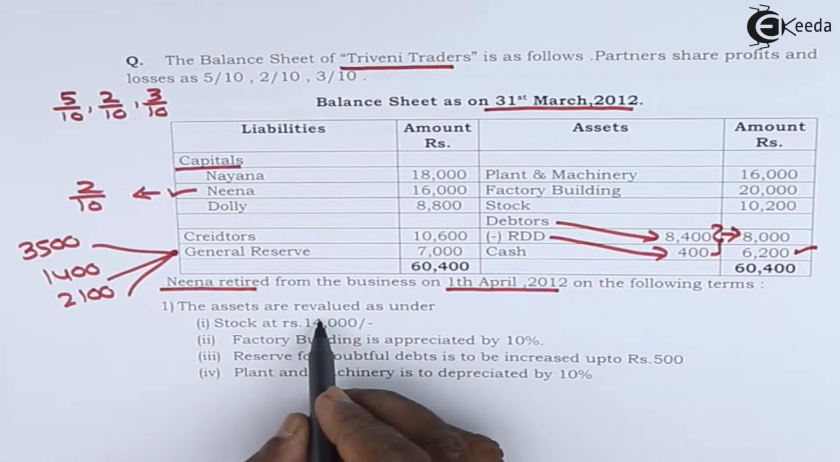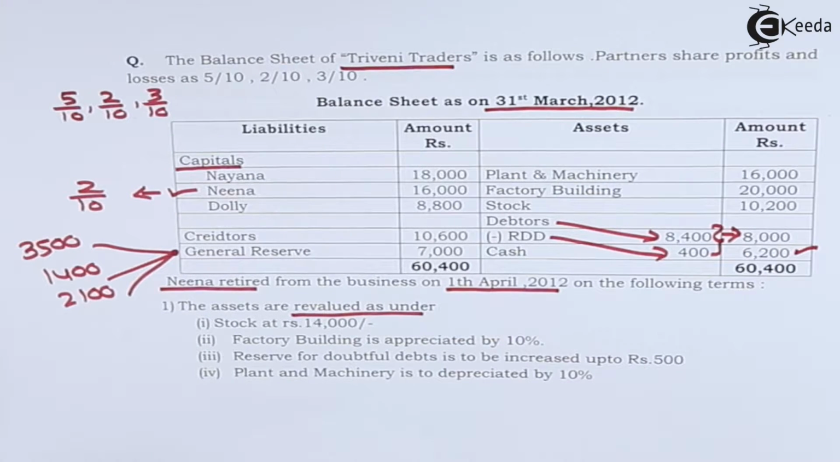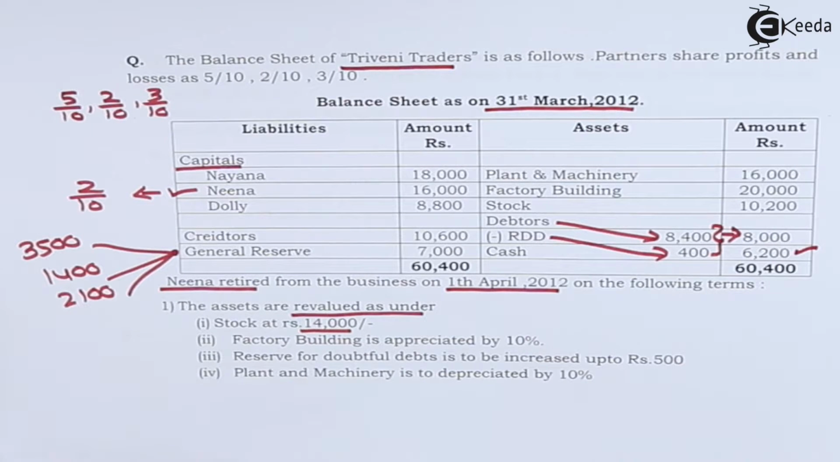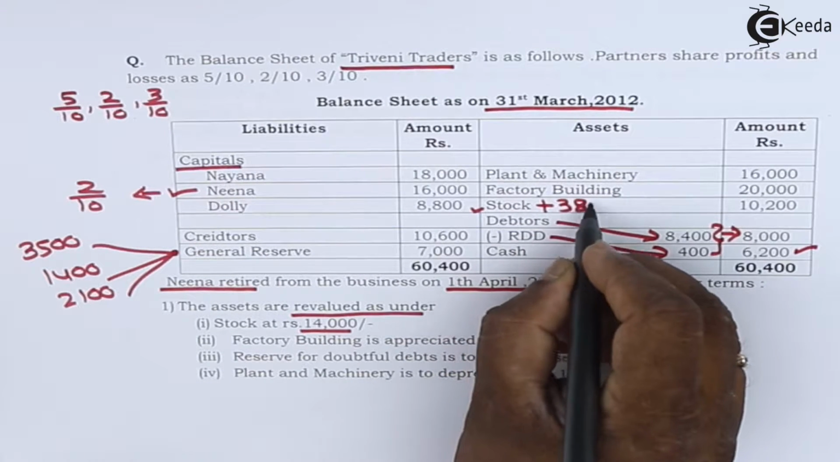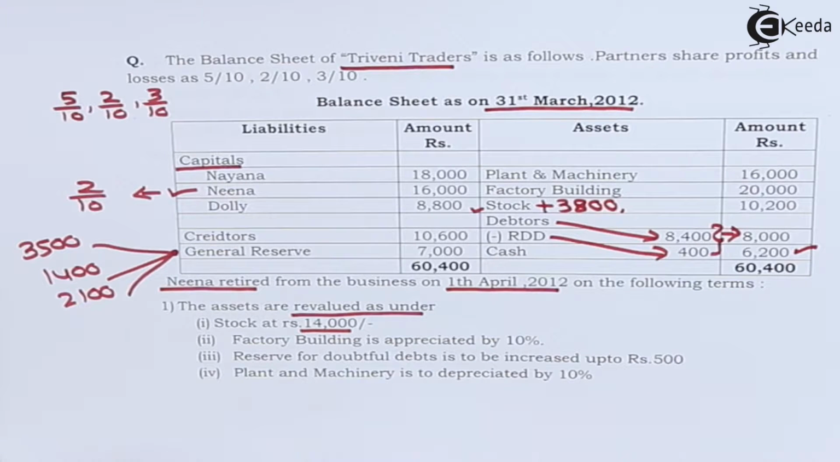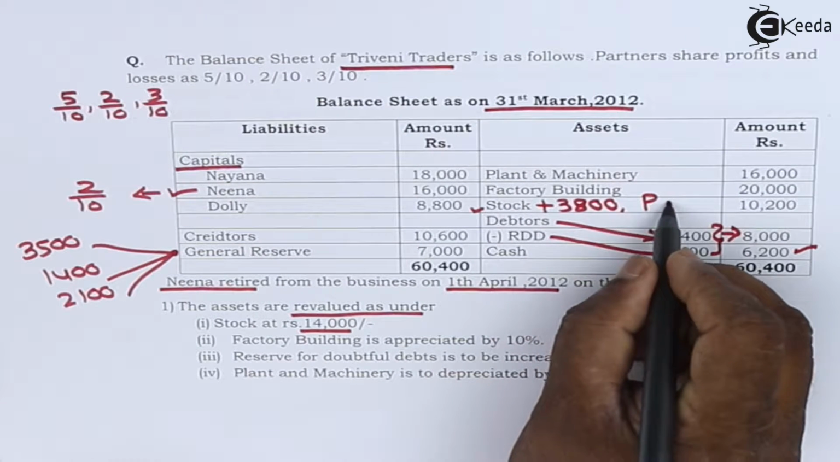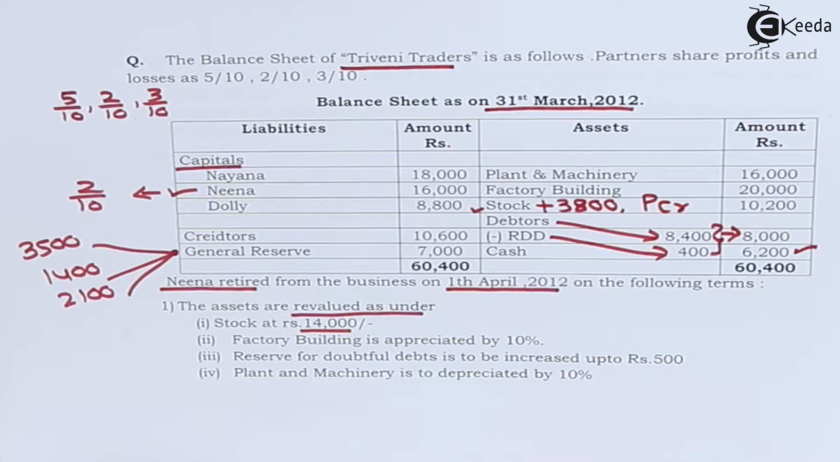The assets were revalued as under. Stock 14,000. On the asset side, we have this item stock, which is 10,200. Revised value is 14,000. That means it has gone up by 3,800. This will be added to the value of stock. Second effect, profit and loss adjustment account or revaluation account credit. This is a gain for the firm.